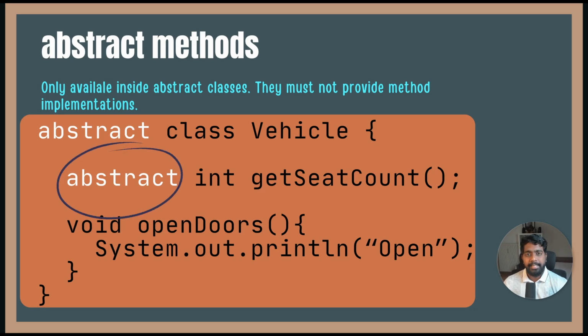Once I mark the method as abstract, I must not provide an implementation because I do not know that knowledge. That's why I decided to mark that method as abstract. But of course, you are free to define any other implementations you require inside that abstract class.